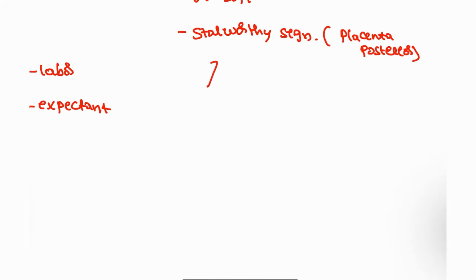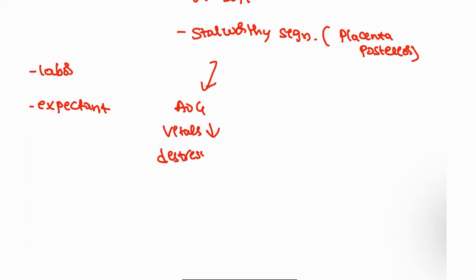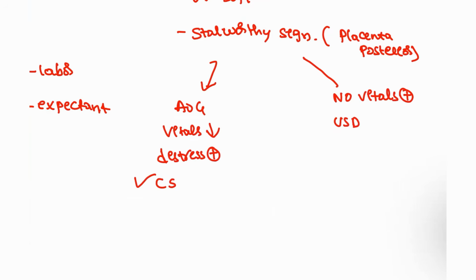Again, regardless of the AOG, if the vitals are unstable and distress is also seen, then we have to proceed with cesarean section as the treatment. Again, if the patient has normal vitals, then what we can do here is the abdominal scan. Ultrasound should be done. And which ultrasound do we go for? Transvaginal ultrasound should be done for this patient.